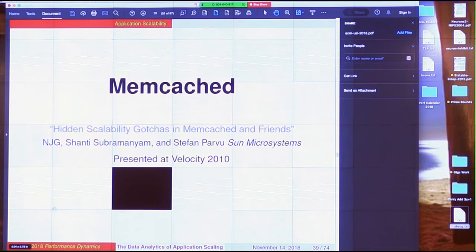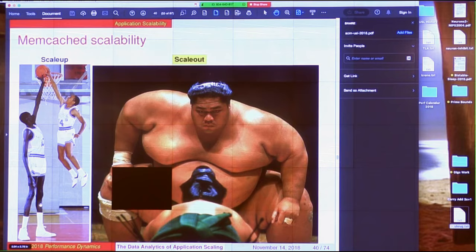This is another example that I presented at the Velocity Conference back in 2010, and this is to do with Memcache. Memcache is a key value memory store. The idea is to get around scale up and start to scale out, that is to say, do things in a more distributed way. That's what everybody thinks about now, more distributed types of architecture. So this is a scale out kind of approach using Memcache.